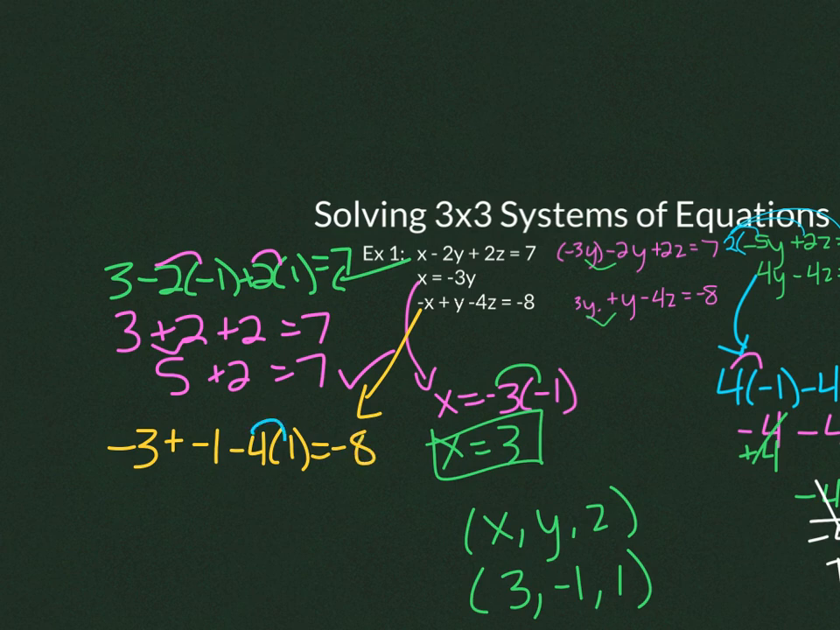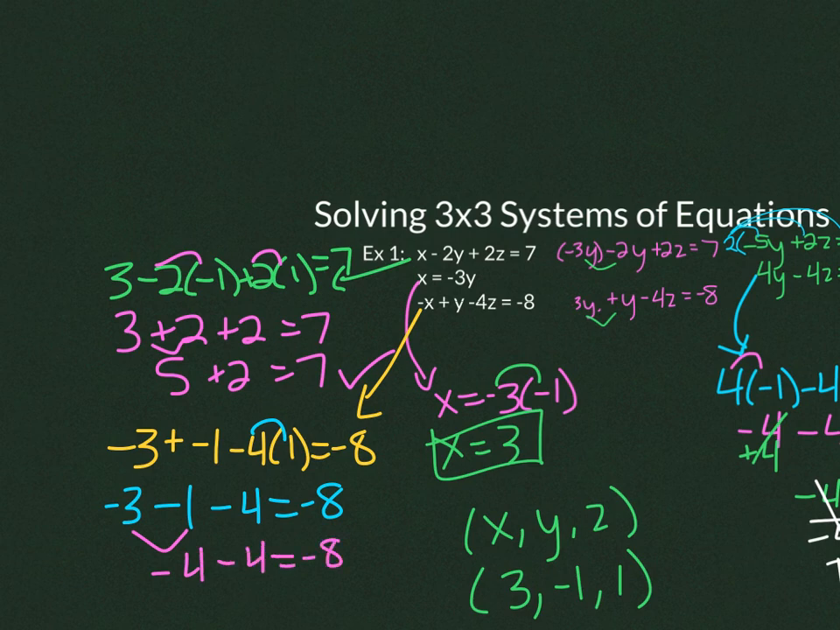Let's see if this equals negative 8. I need to multiply that. So negative 3. I don't need to put plus negative 1. I can just put minus 1. Negative 4 times 1 is negative 4. If we combine these together, that's negative 4 minus 4 equals negative 8. It certainly does. So I know that our answer is correct.